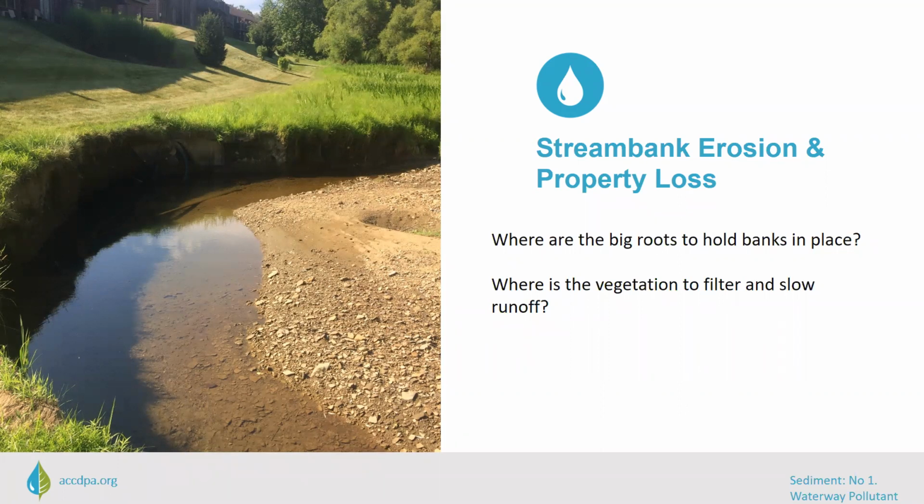Planting trees and shrubs is a really easy way to help reduce erosion and stormwater runoff. So in this photo, I'm asking, where are the big roots of trees helping to hold these banks in place? Where is the vegetation helping to slow and filter runoff? Notice also in this photo the amount of fine sediment material that is jamming up the stream bed.